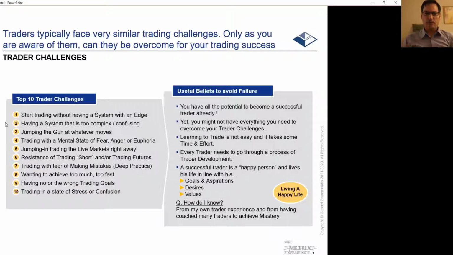So one of the main roadblocks in trader development is top 7, trading with fear of making a mistake. So we are conditioned from school and from family that we should be perfect, right? That we should not make mistakes.